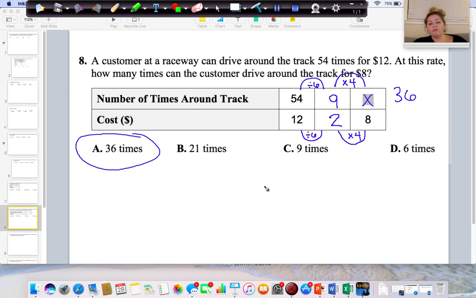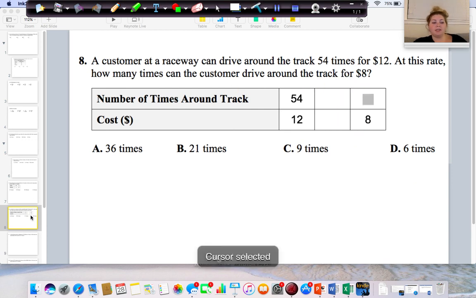Okay, another way you could have solved this was setting it up like a proportion. And you would have just had to cross multiply. 12 times x is 12x. 54 times 8 would go on this side. You would multiply 54 times 8 and then divide that answer by 12. You would get 36 as your final answer.